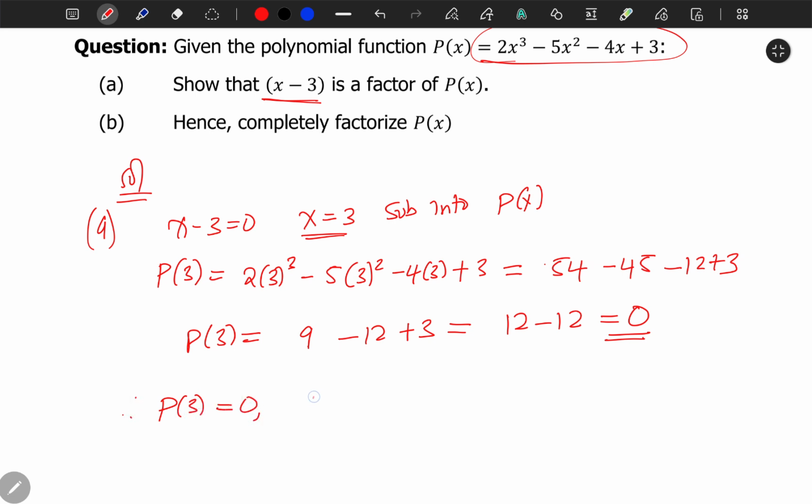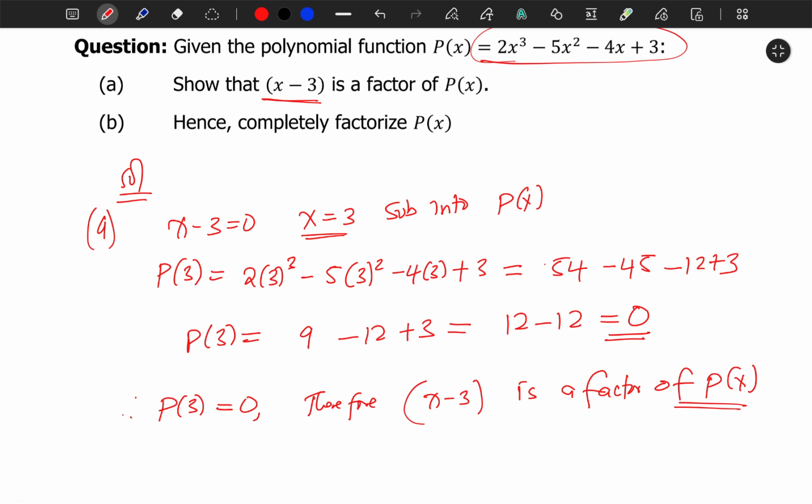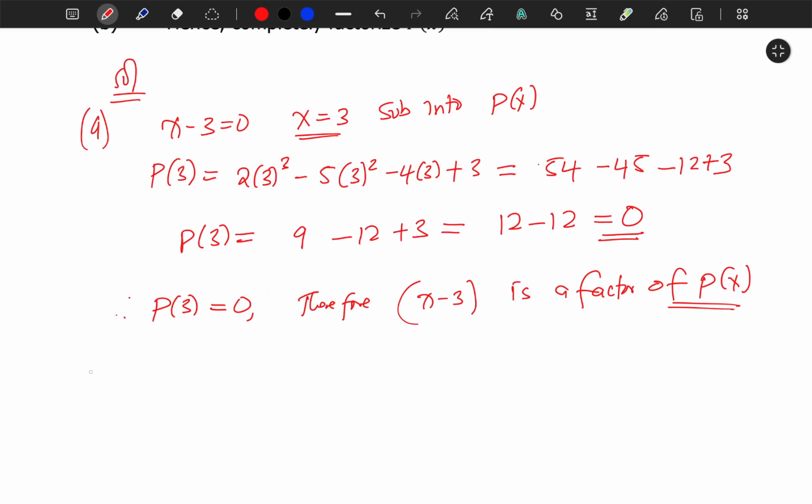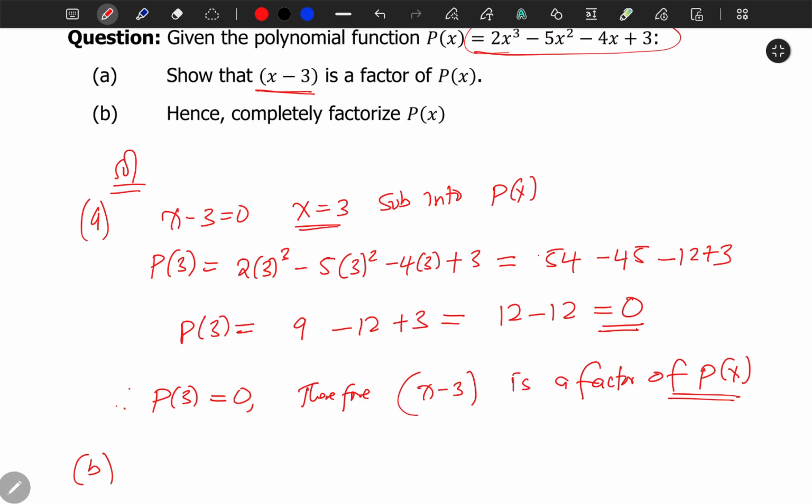Therefore, x minus 3 is a factor of p(x). We are done. So once you show that the remainder is 0, then you've already shown that it is a factor. All right. Then B, it says hence factorize.